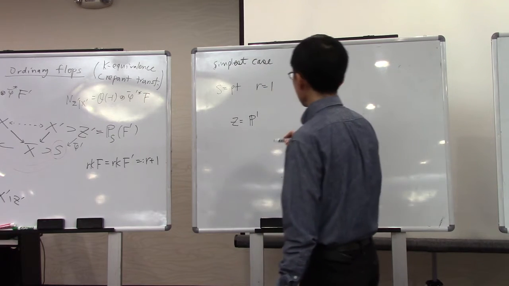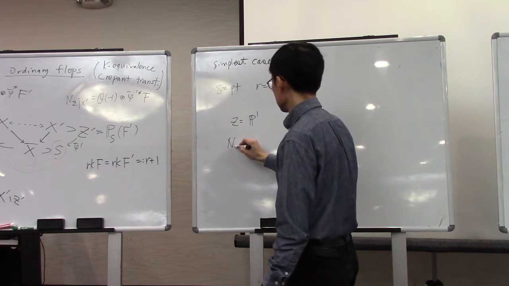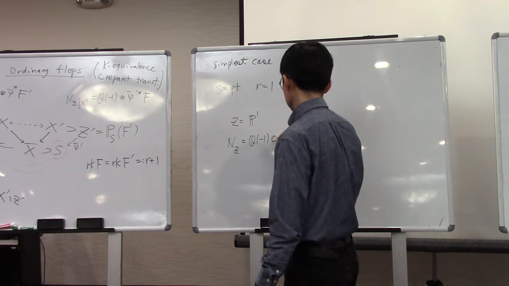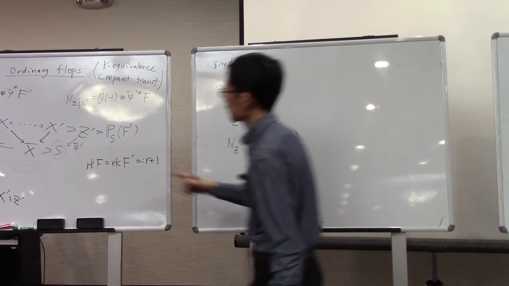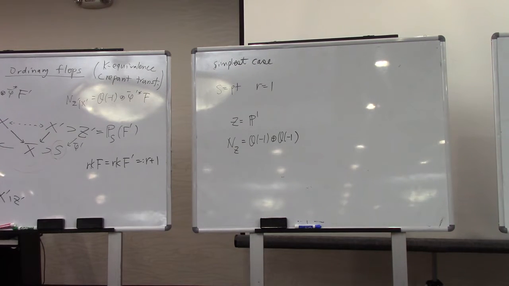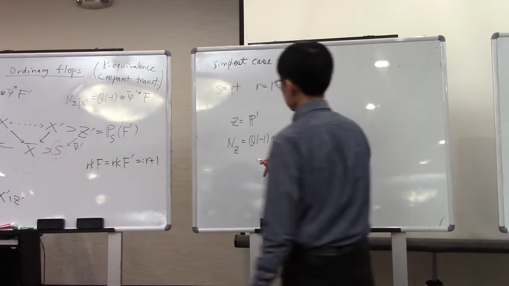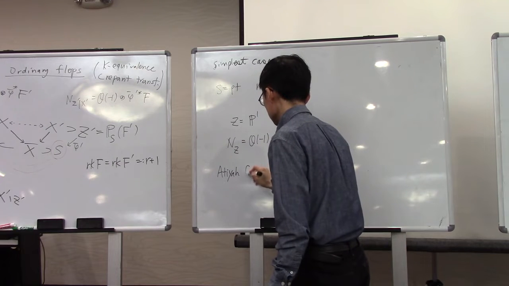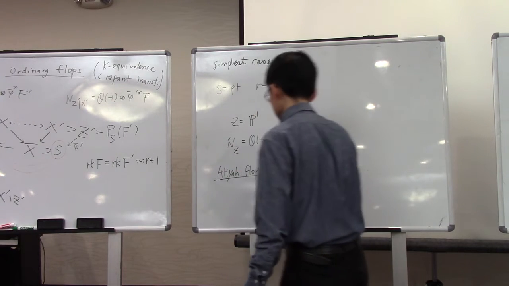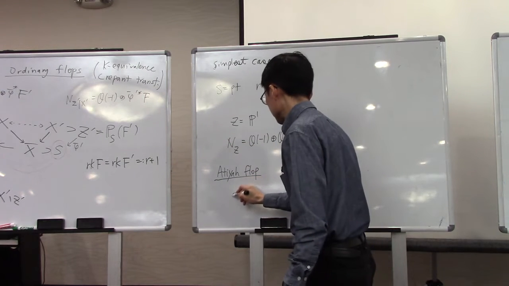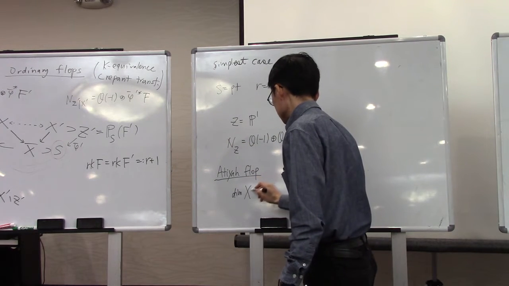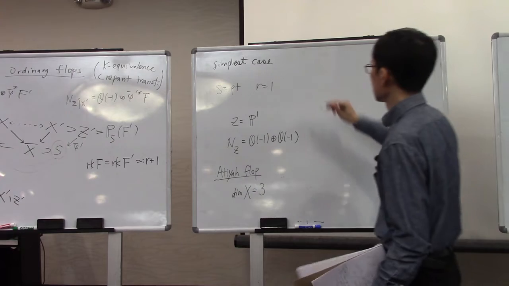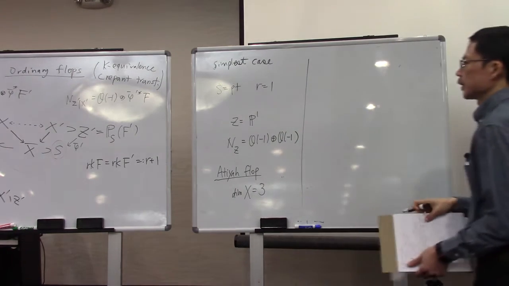E1. And then the normal bundle of Z is going to be O(-1), because this is a rank 2 bundle. So in this case, this is usually called a TF1. And in this case, of course, the dimension of X is 3. So what can we say about the Gromov-Witten theory?